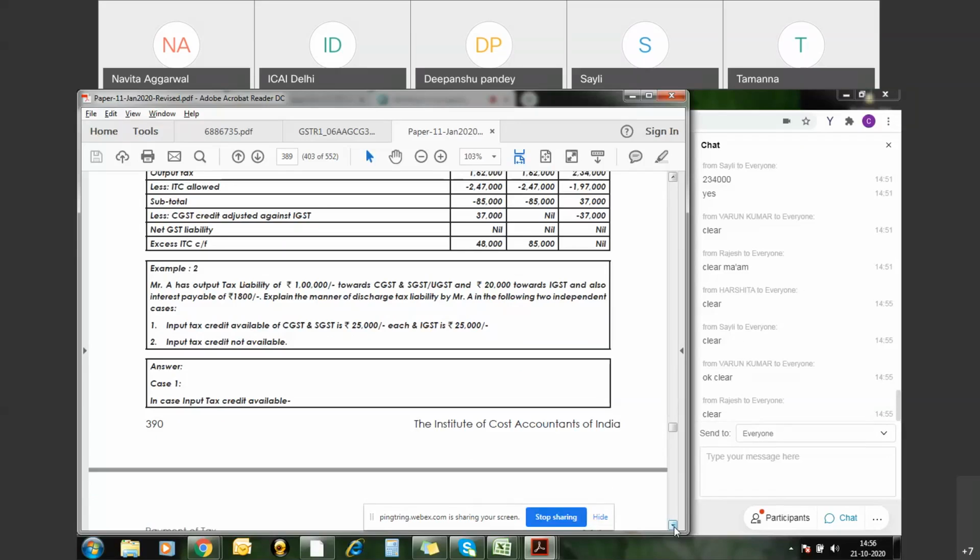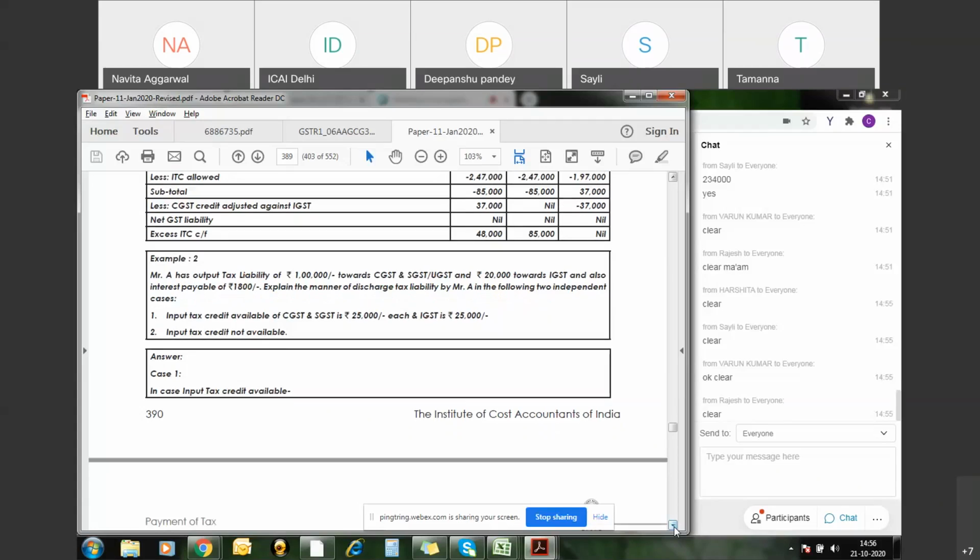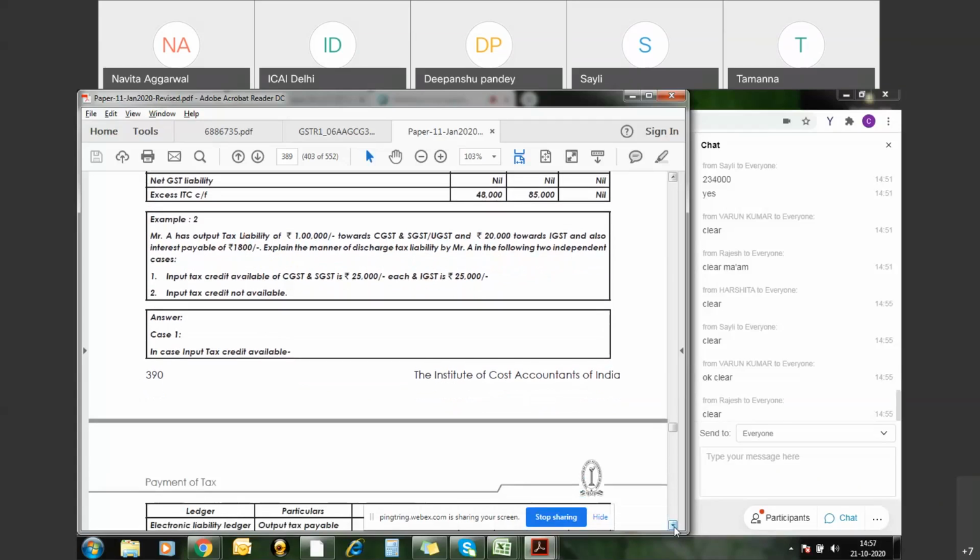There was an outward tax liability of 1 lakh towards CGST and SGST or UTGST, and 20,000 towards IGST. Also, interest payable is 1,800. Explain the manner of discharge of tax liability by Mr. A in the following two independent cases. Now they have given two situations of how the ITC can be utilized, one when ITC is available and one when there is no ITC. In both scenarios, what is the outward liability that Mr. A is required to pay to the government?